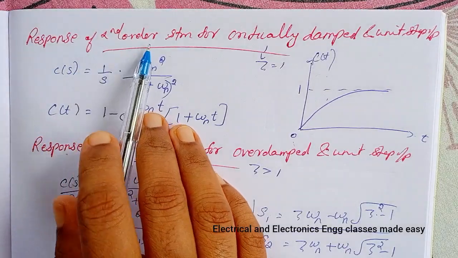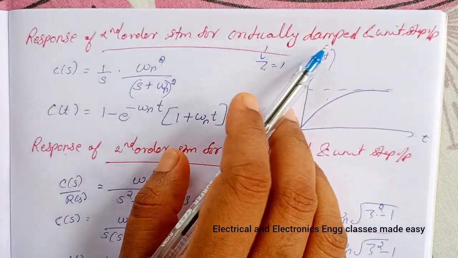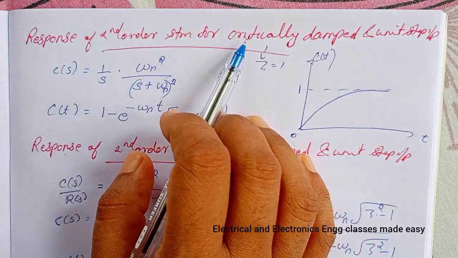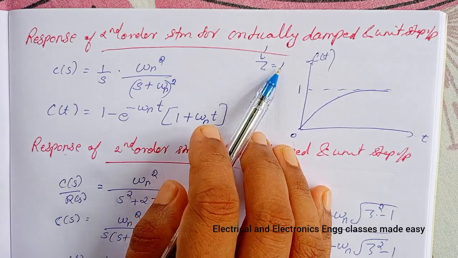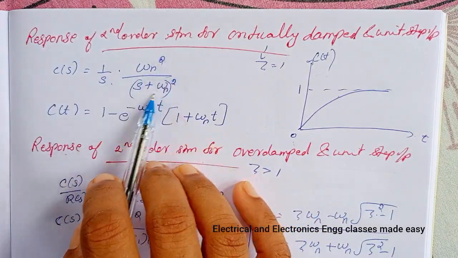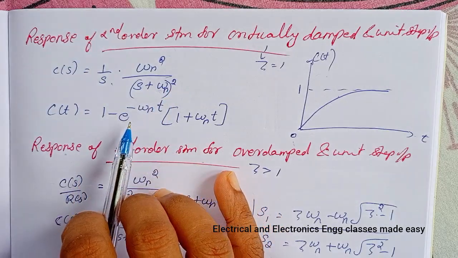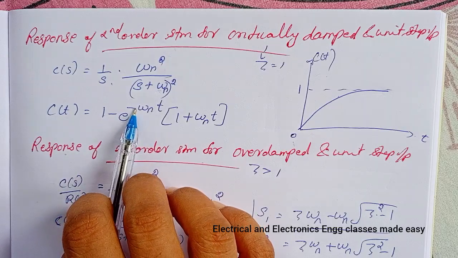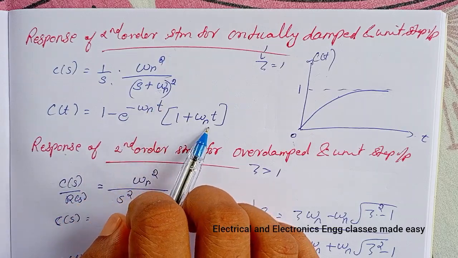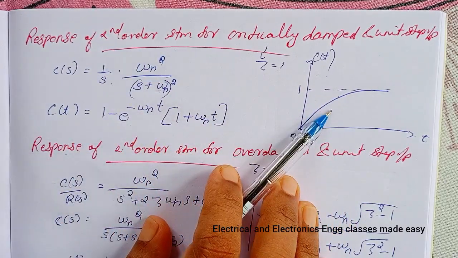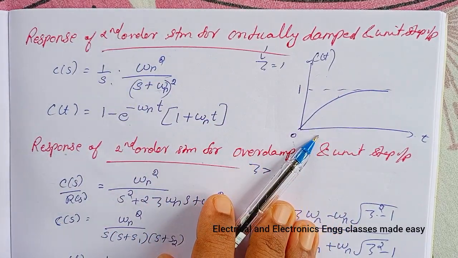Next is the response of second order system for critically damped and unit step input. For a critically damped system, the value of zeta is equal to 1. So we get C of s equal to 1 by s into omega n square divided by s plus omega n whole square. After taking the inverse Laplace transform, we get 1 minus e raised to minus omega n t into 1 plus omega n t. And this is the response of the second order system for critically damped and unit step input.